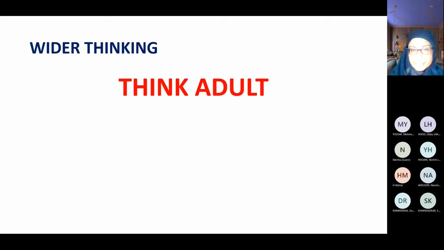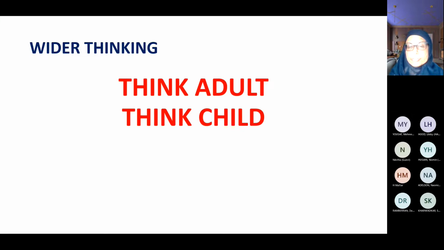Because remember that wider thinking. When we've got an adult in front of us, we think about their care and support needs, we think about their vulnerabilities, but then we have to ask, do you have any children? Because if you need help looking after yourself, who's helping you look after your children? Or do you have responsibility for any children, stepchildren, grandchildren, or do you have access to any children?